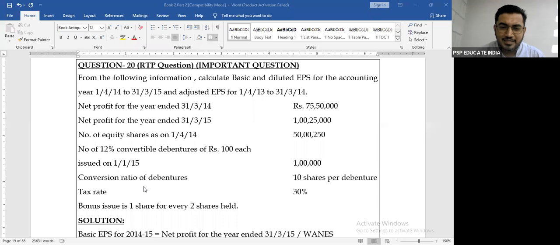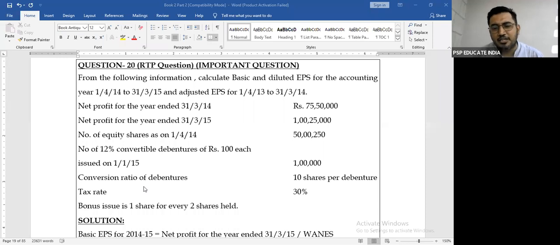Because I will think in this way, that suppose if I have 100 debentures, how many equity shares will I get? Quickly on the chat box. Sorry. Suppose if I have 100 debentures, how many equity shares will they be converted into?